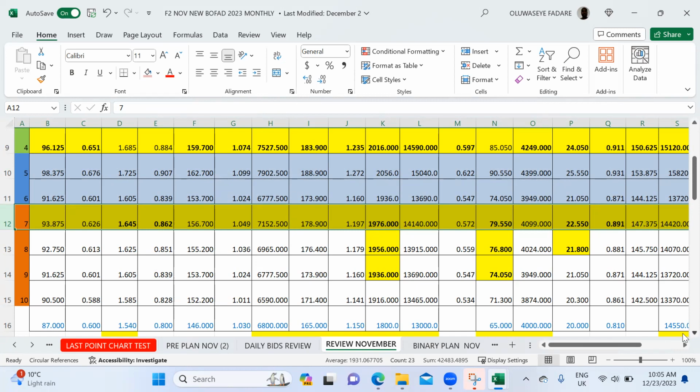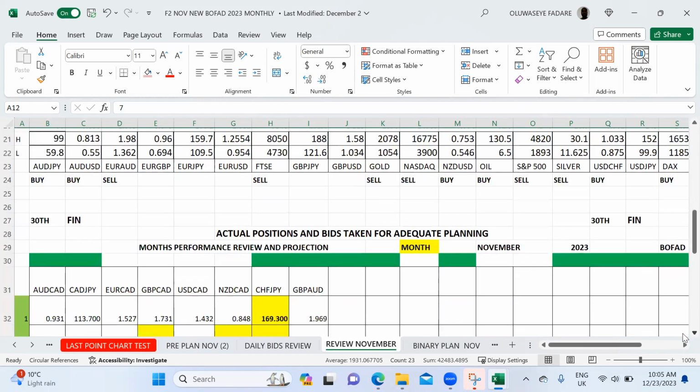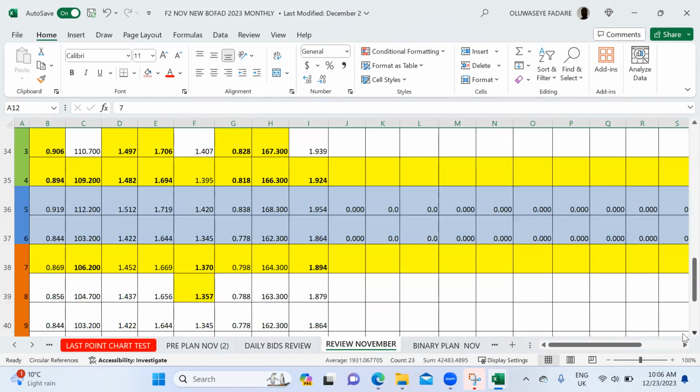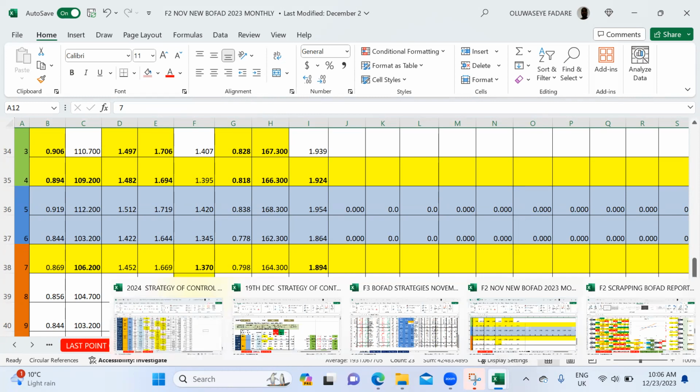So all you are trying to do is just identify the move of the market and know what action to take as quickly as possible so that you can be able to get the best result for the market, the best opportunity in the market by the end of the month.